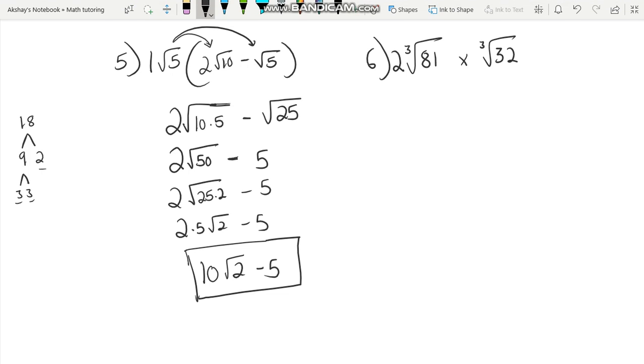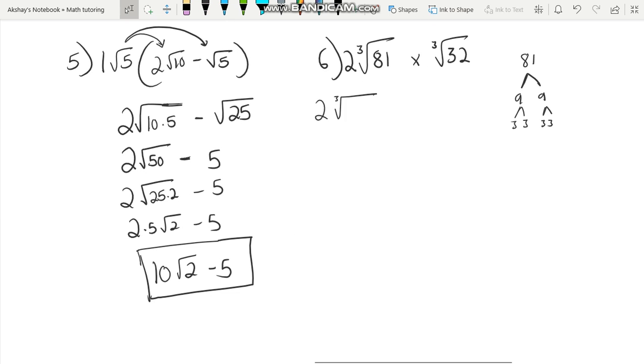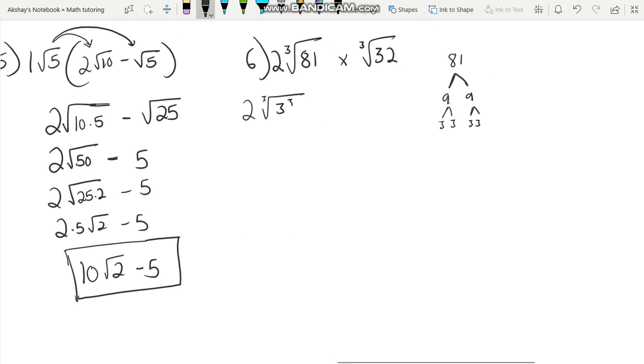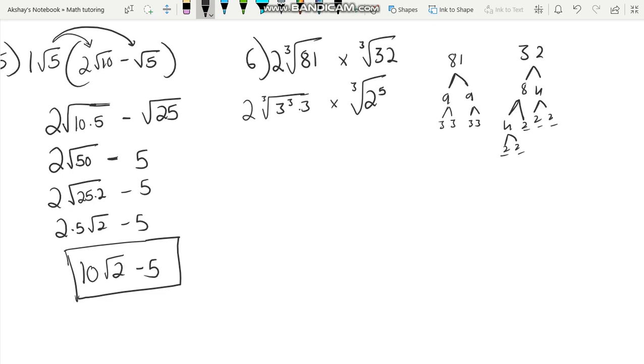Okay, for this example, I know 81 I can factorize and expand further. So I have 9 times 9. This turns into 3 and 3, 3 and 3. So I have the cube root of 3 to the power 3 times 3, which is 4 threes in total. Prime factorization of 32, I do the same thing. 8 times 4, 4 becomes 2 and 2. My 8 becomes 4 and 2, and this 4 can become 2 and 2. So I have 5 twos, so the cube root of 2 to the power 5.